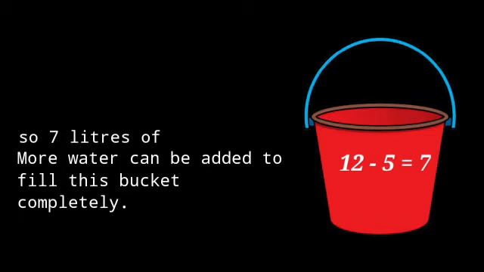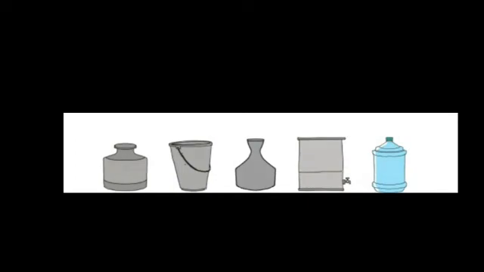This bucket can hold 12 liters of water. You know what it means? That the capacity of this bucket is 12 liters. The amount of water that is needed to fill any container, such as a pot, a bucket, a drum, or a pan, is called the capacity of the container.